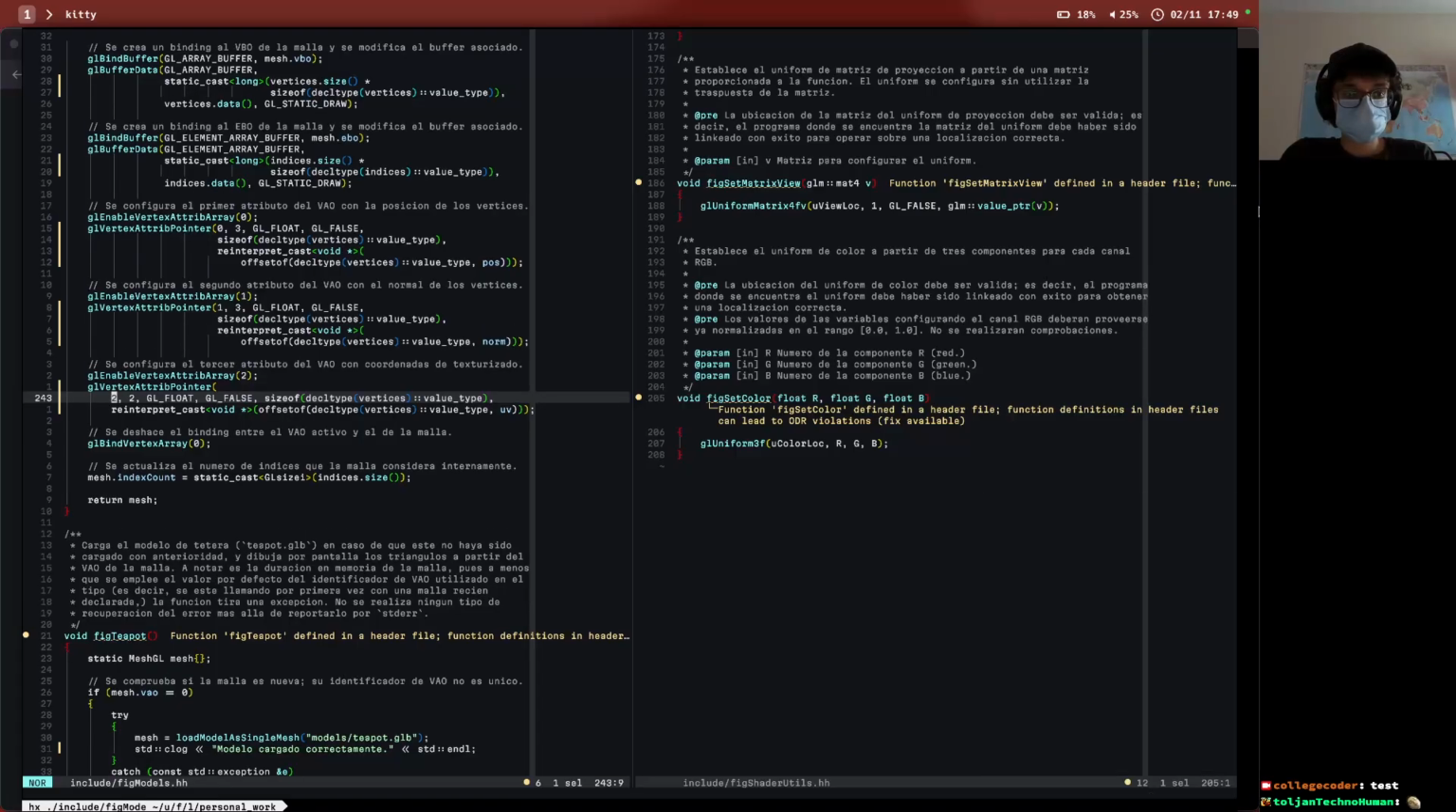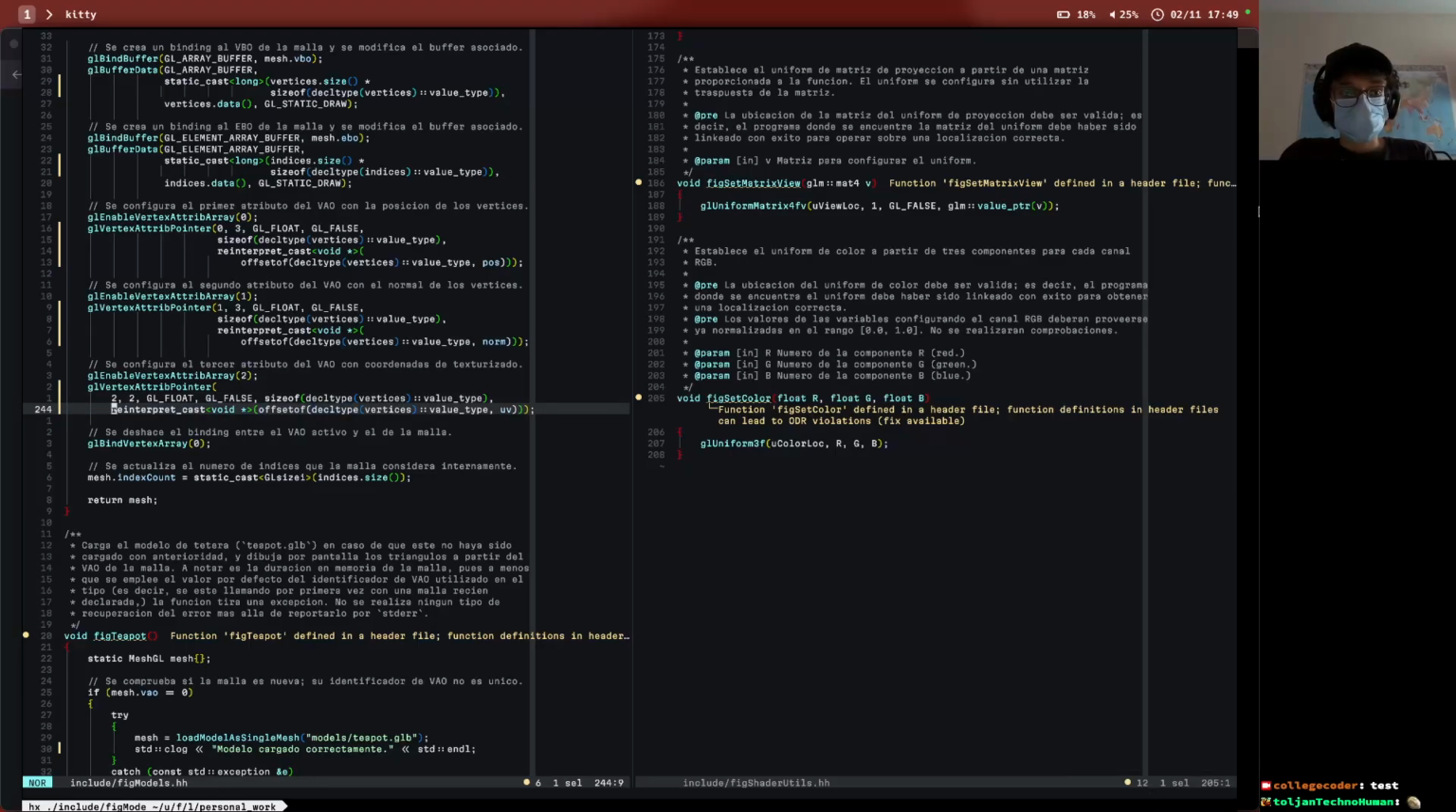This should be correct. We load up 2 components because of the UV coordinates, the texture coordinates. It's float type that we're passing. We don't want to normalize. We pass in the size of the vertices' value type, so the size of a single element in the total structure that we're going to pass.